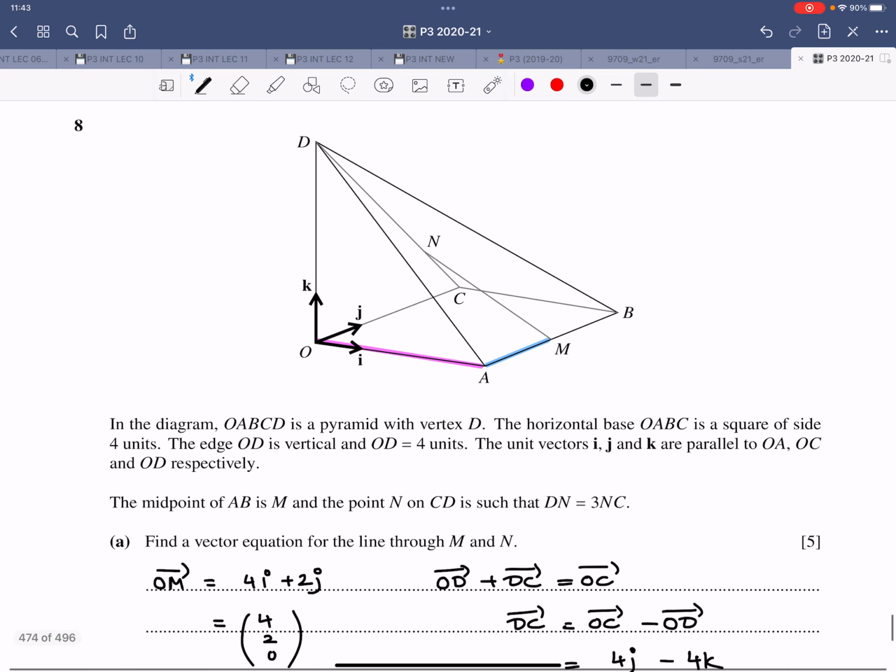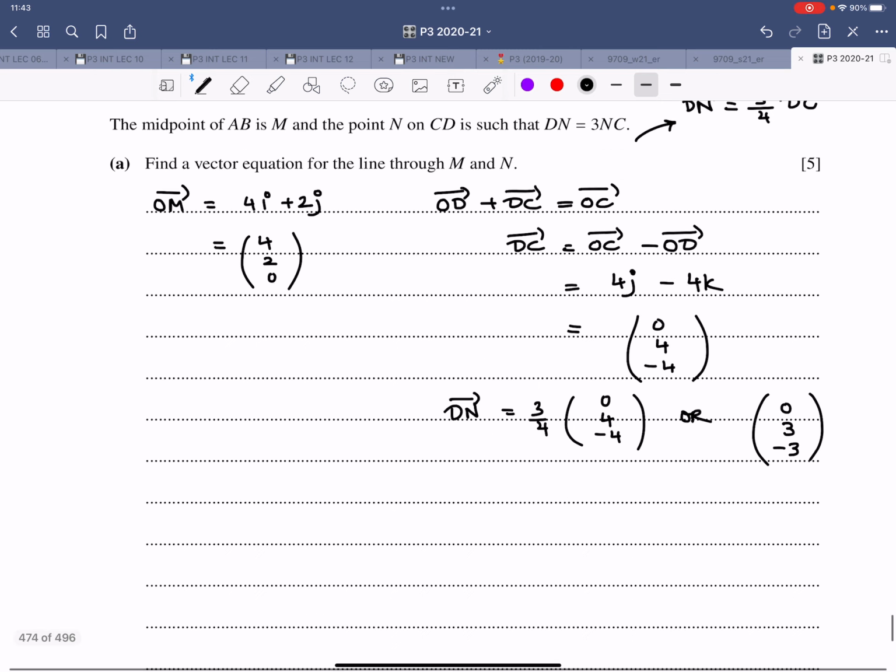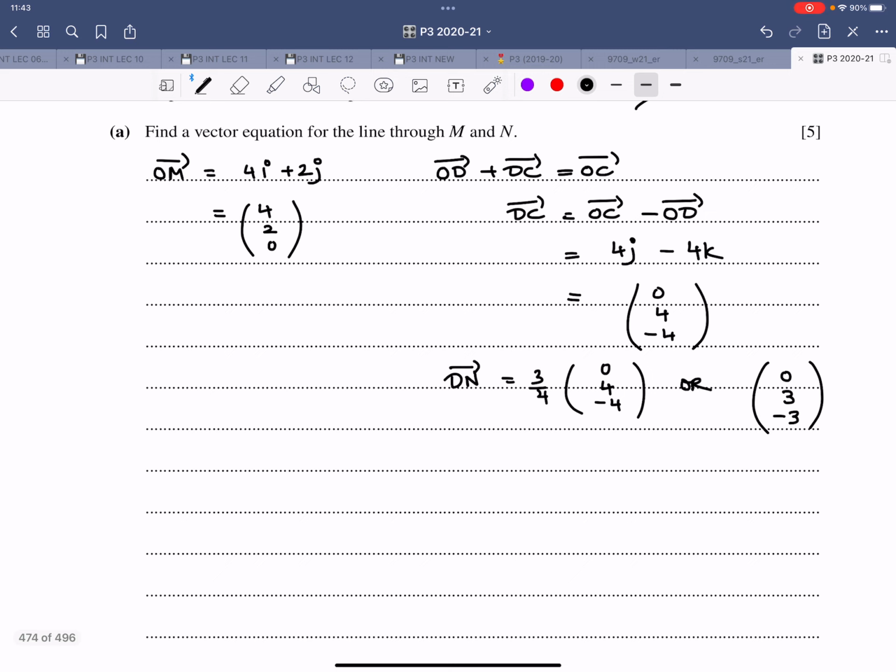Now, they have given us a relationship, DN is 3NC. That means if NC is 1, DN is 3. Therefore, DN is 3/4 of DC. That is what you need to take out. DC is just written right over here, 0, 4 and minus 4. Therefore, this comes out to be 0 and this comes out to be 3 and this comes out to be negative 3. That's DN.